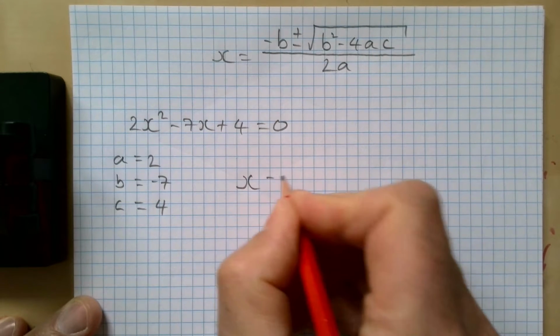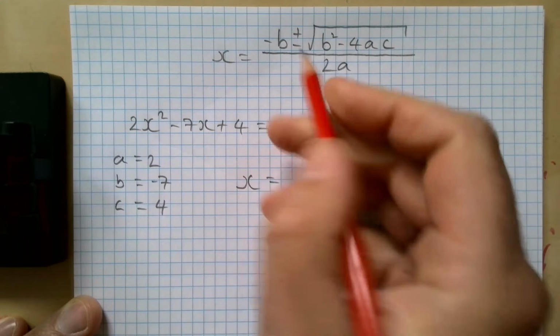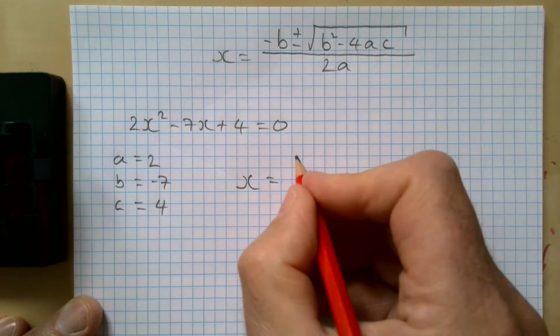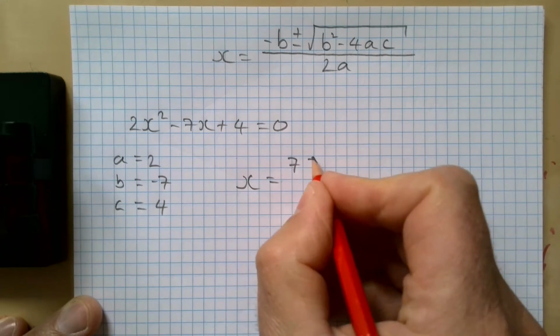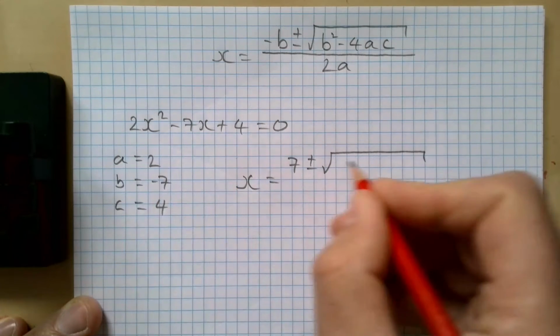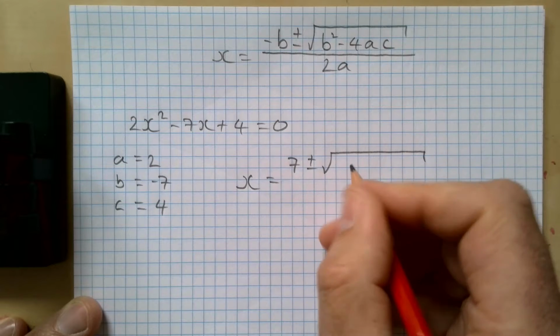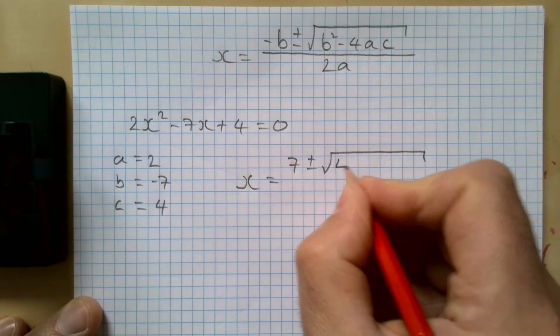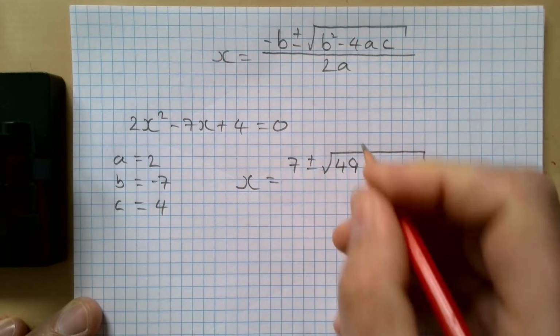Subbing the numbers then into our formula. x equals minus b, so that's minus minus 7, that's going to give us a 7. Plus or minus, I'll explain that a bit more in a second. b squared: minus 7 squared, that's minus 7 times minus 7 gives us a positive 49. That's a really common error, happens all the time.